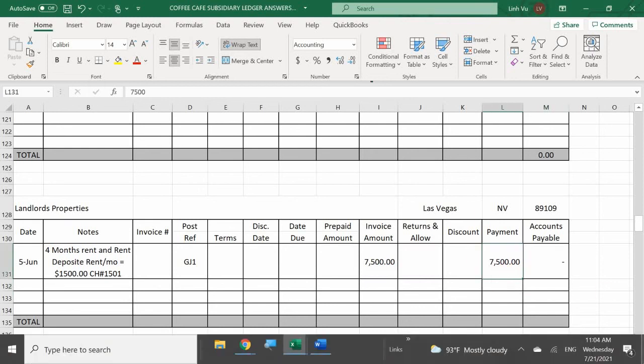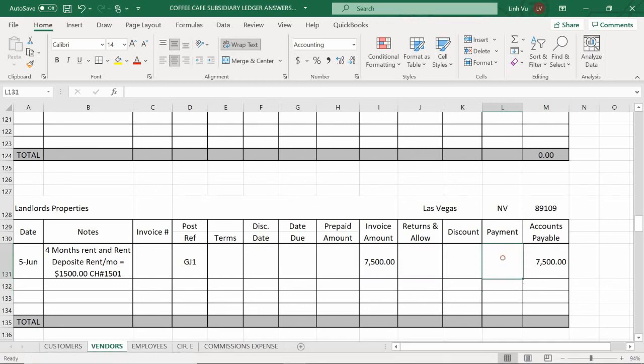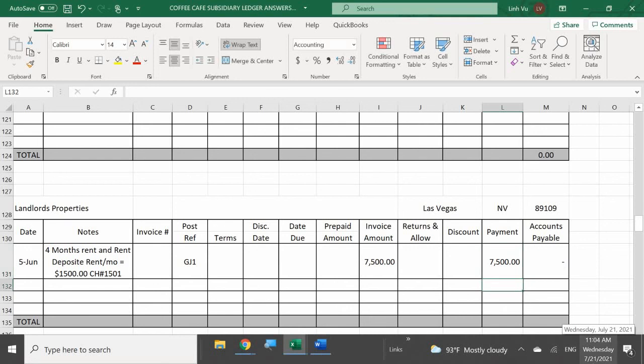So in this case, let's say I didn't pay my rent, right? By having that formula in there, it's saying that because I got billed for this invoice for $7,500, that means I owe $7,500. But in this case, I made a payment. I paid with a check for the $7,500, so therefore I don't owe Landlord Properties anything for this transaction right here. Okay? Was that a question? Questions?